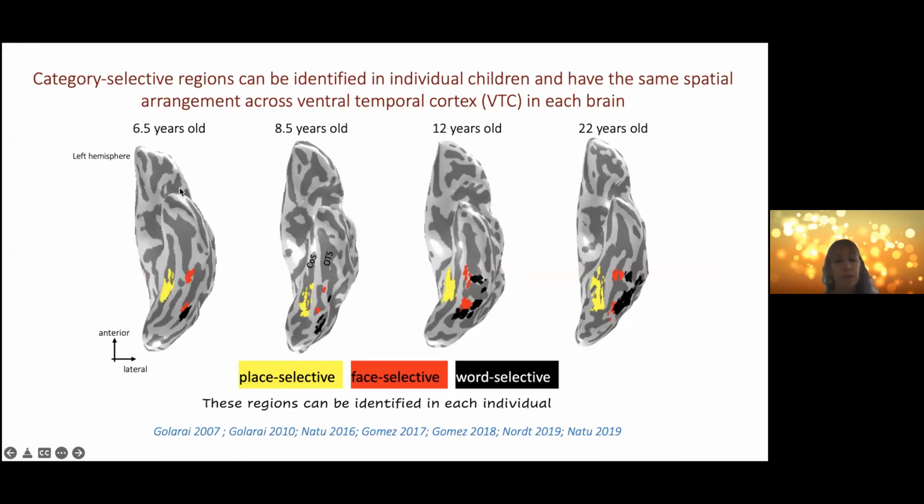So what I'm showing you in this slide are four left hemispheres of individual people. And you can see that in all of these participants, you'll find the place selective region in yellow, the face selective regions in red, and the word selective region in black. And they also have the same spatial arrangement across cortex.